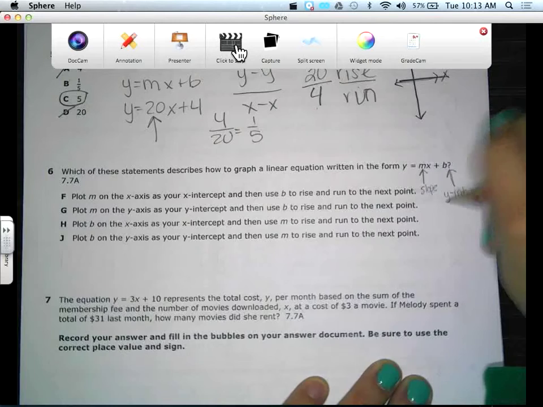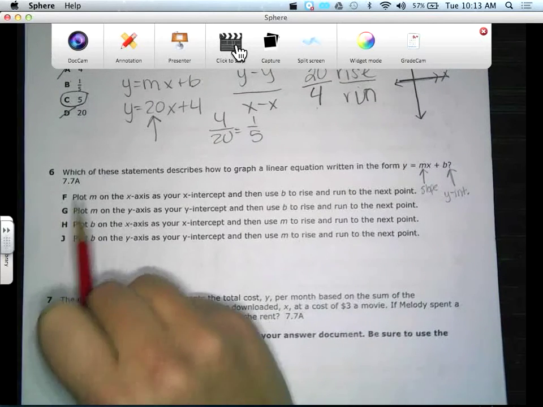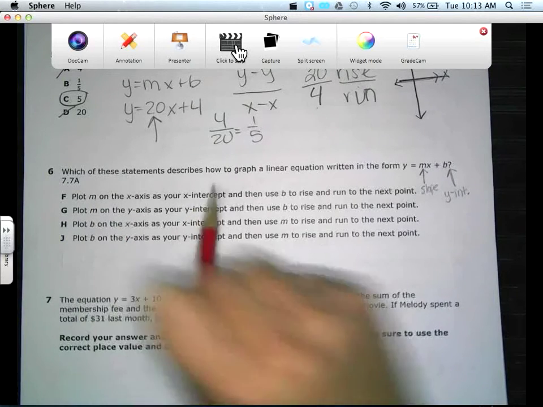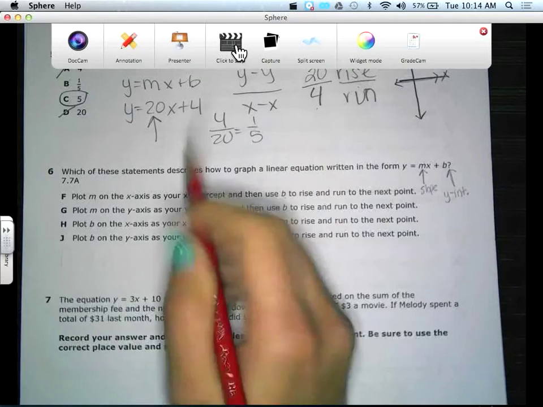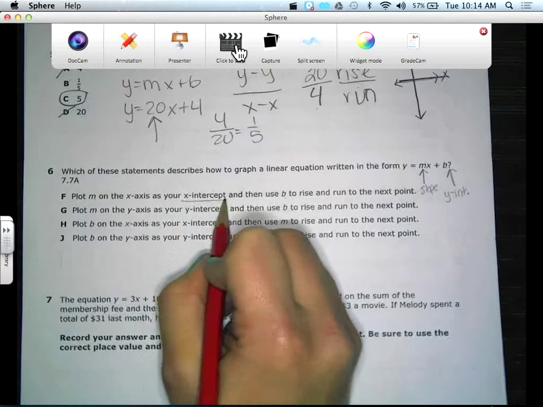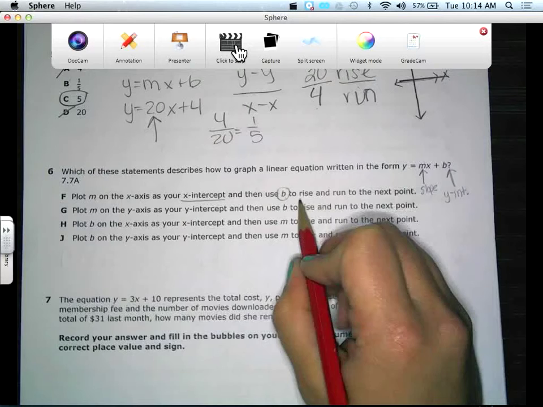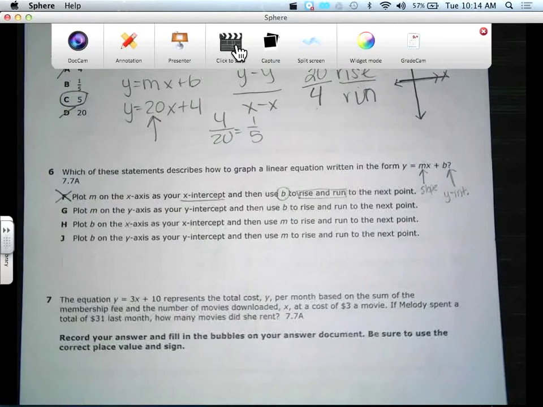When I take my knowledge and I come over to my answer choices, I look at F. Plot M on the x-axis as your x-intercept, and then use B to rise and run to the next point. Even if I'm unsure about the word x-intercept, I know that B represents the y-intercept. Rise and run is talking about the slope, so that can't be correct.